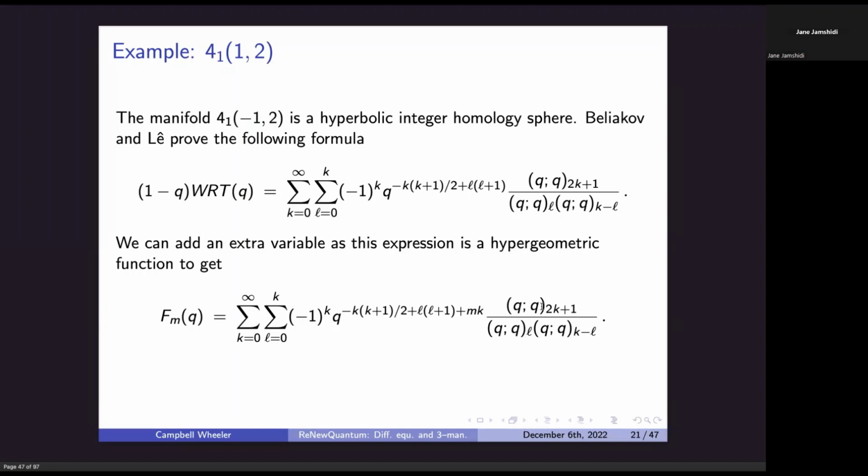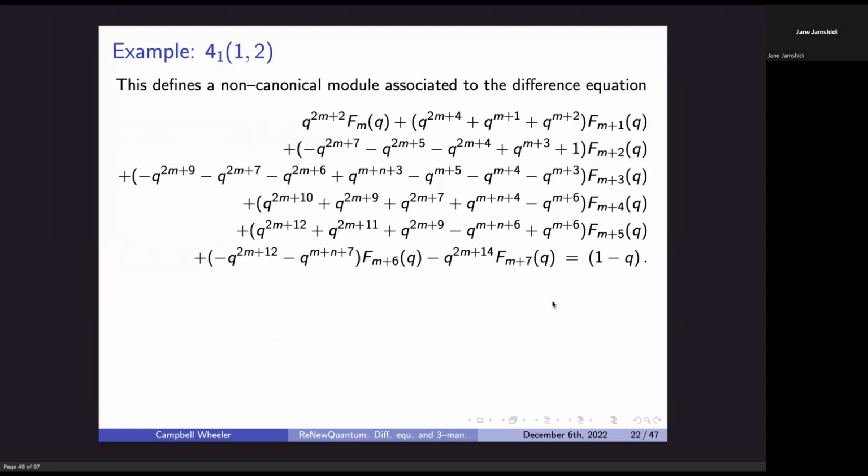Okay, but so it's q-hypergeometric, and just looking at this formula, I can take this family of WRT-like things. Here I'll denote it F to indicate that it's somehow different, and it just comes from this particular expression. So this is some sequence of functions on roots of unity, but it's not necessarily clear that this is canonically associated to the manifold. It just comes from this formula. But we can look at this sequence and look at the recursions that it satisfies. And indeed, it satisfies a recursion, just like the colored Jones polynomial. And so this defines some non-canonical module associated to this difference equation.